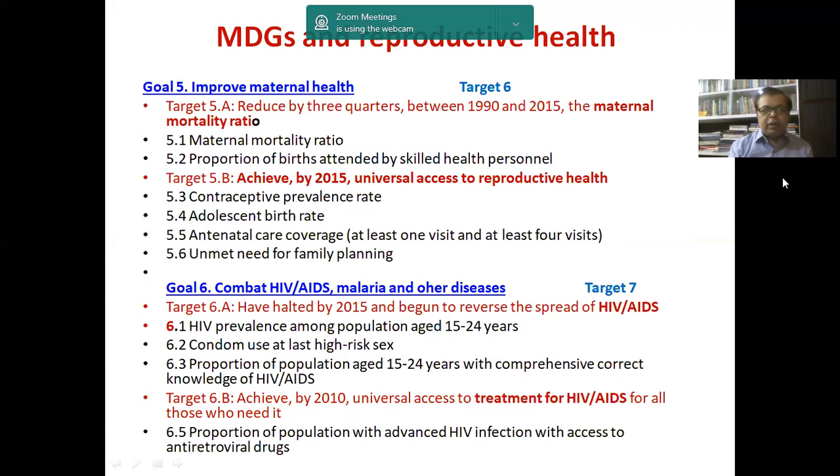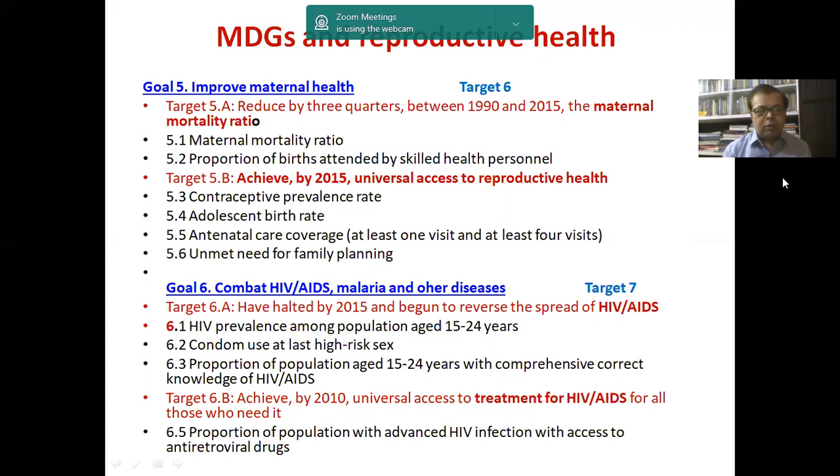So goal 5 is to improve maternal health, and this is target number 6. Goal 6 is combat HIV, AIDS, malaria, and other diseases, and this is target number 7. I'm talking about target number 6 and target number 7 because when we go for assessment kind of thing, then these target numbers will appear time and again.